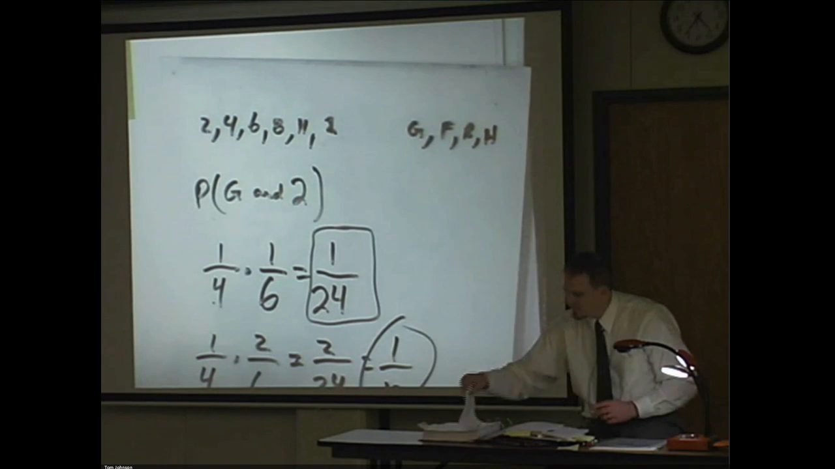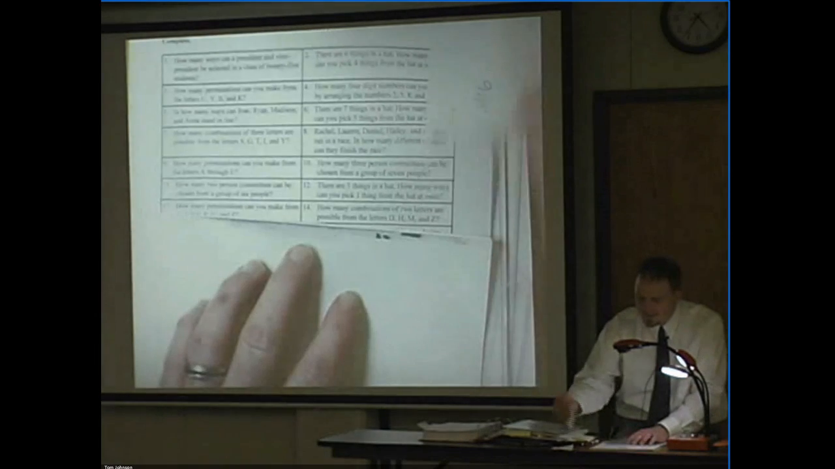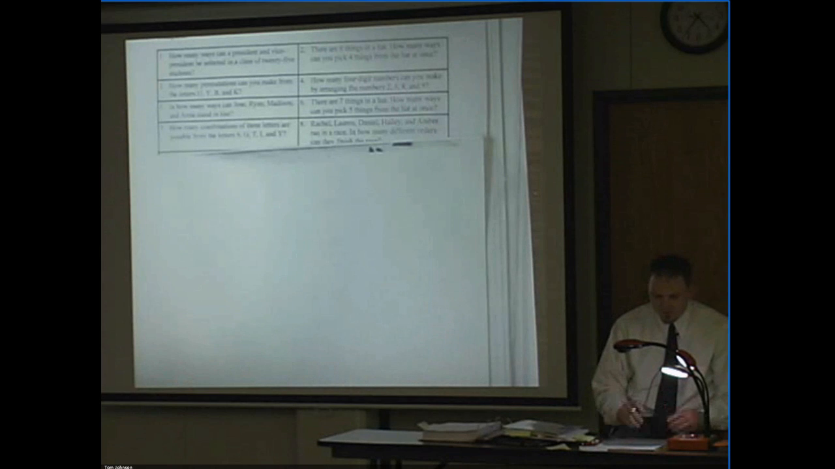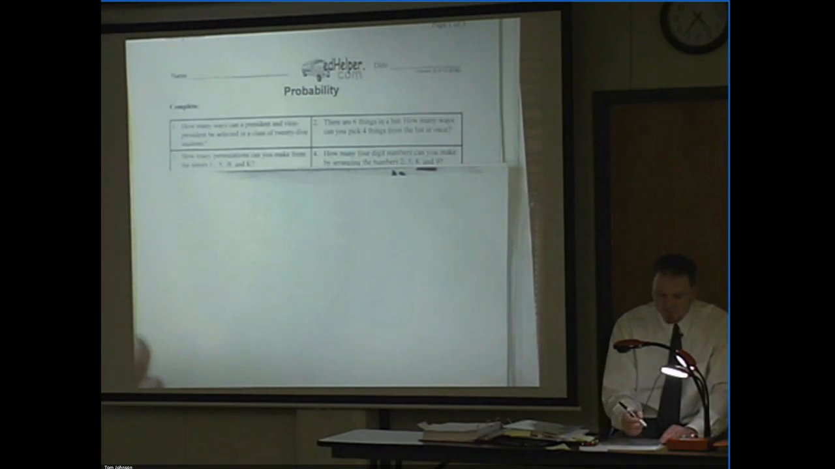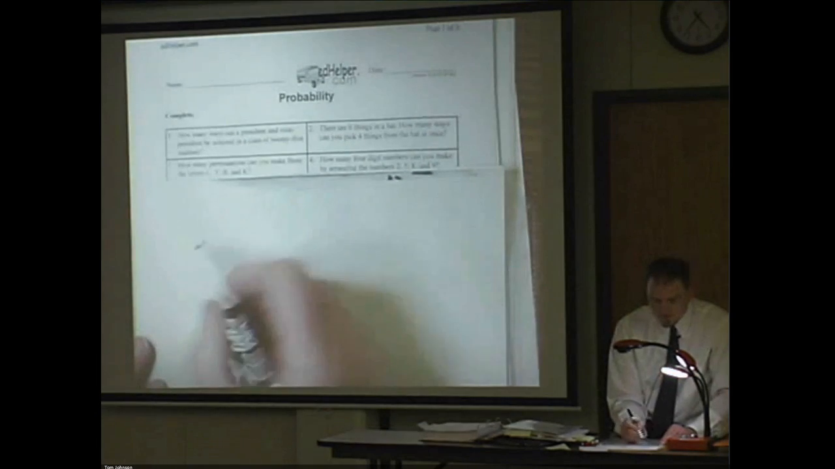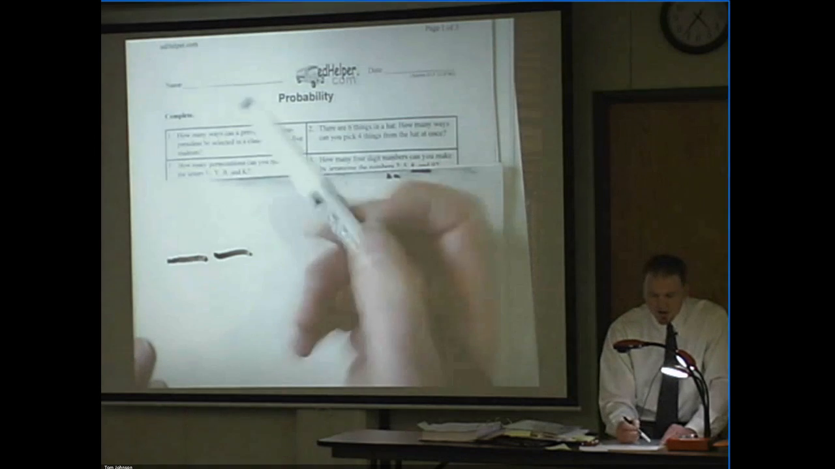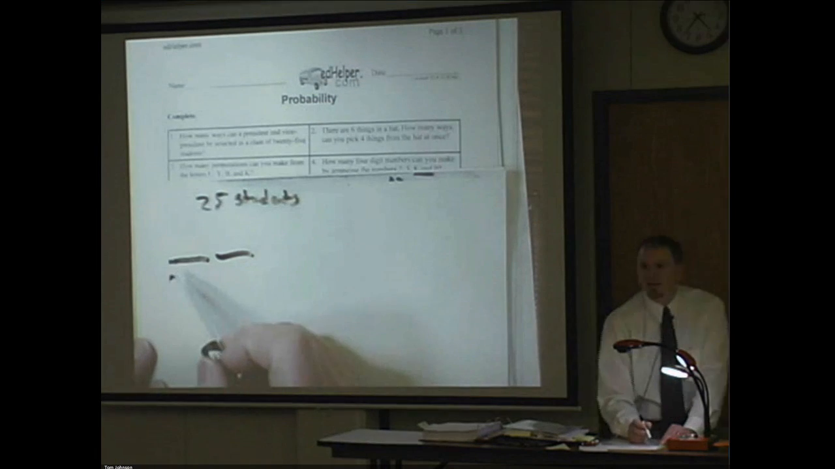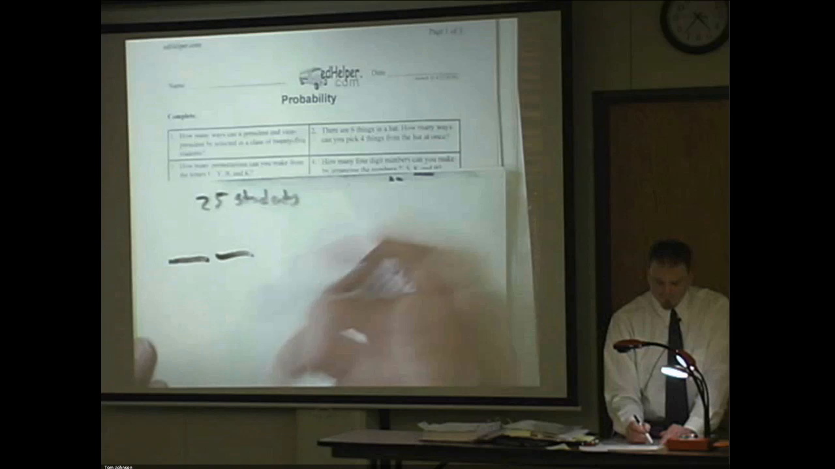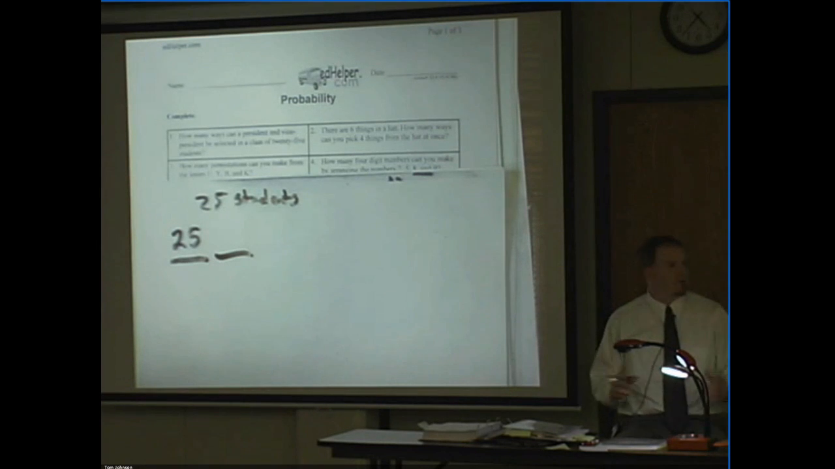All right. Our next question was on probability, and we actually had 2 on this worksheet, number 1 and number 16. Let's look at number 1 first. The question is, how many ways can a president and vice president be selected in a class of 25 students? We've really only got 2 positions to fill, president and vice president. How many options do we have for president? We've got 25, right? We can choose 1 out of any of those 25 kids.